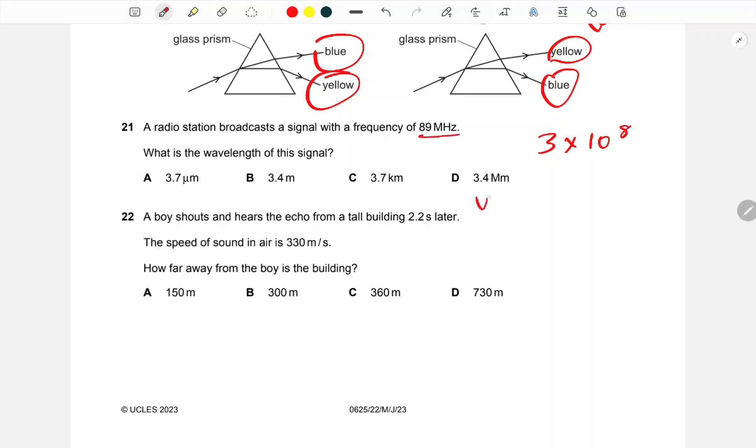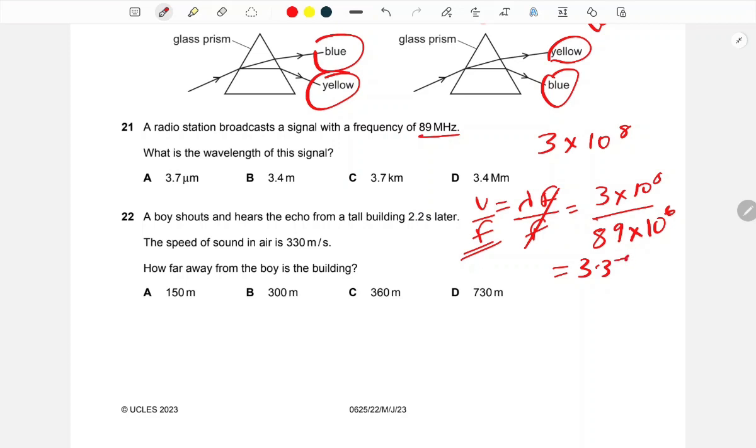So we know that the formula is speed is the same as wavelength times frequency. So we can rearrange the formula to find the wavelength, dividing both sides by frequency. So wavelength is the speed over frequency. The speed is 3 times 10 to the power of 8 over 89. Megahertz symbolizes 10 to the power of 6, so we can do times 10 to the power of 6. And then we can just divide this, and we would get 3.37. So now this 3.37 can be rounded to 3.4, which is going to be B.